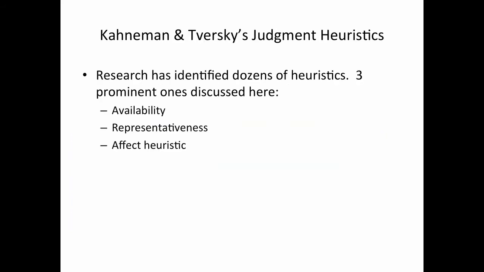All right, so the research by Kahneman and Tversky identified dozens of heuristics. If you read Schneier's article, he went through probably at least 15 to 20 of them. There are three prominent ones I want to discuss here because they also relate to our discussions of phishing and privacy that are coming up next in the course. These three are the availability heuristic, the representativeness heuristic, and the affect heuristic.